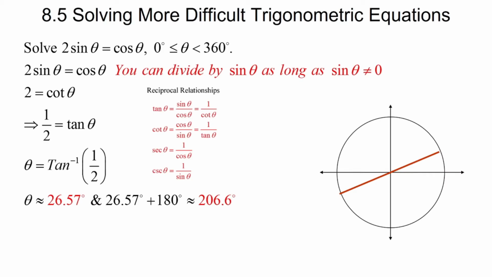Now, take a look at the last one where we had 2 sine of theta equals cosine of theta, and we simply divided both sides by sine. Here is almost the same equation, but they added this little +1 right there. So that means I can't just run around dividing by sine or cosine, or I'm going to have trig functions all over the place. All right, so what are we going to do here?